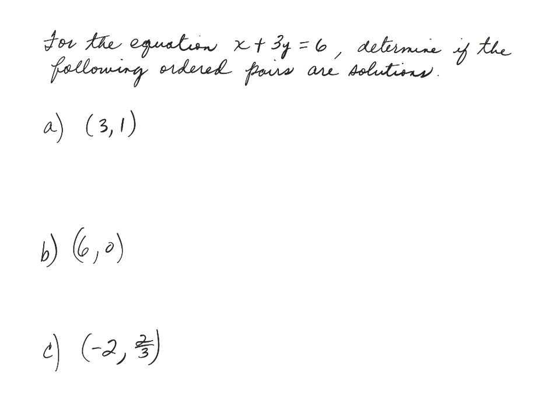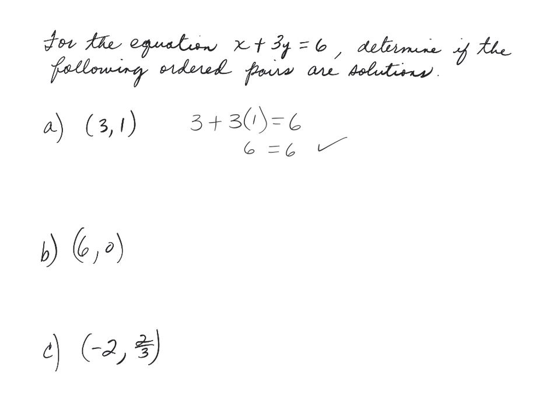Now for this equation, x plus 3y equals 6, we want to determine if the following ordered pairs are solutions. That means you have to plug in the x value where there's an x and plug in the y value where there's a y and see if the resulting equation is a true statement. So for x plus 3y equals 6, we're going to plug in 3 for x, but y is 1. Does that equal 6? Well, yeah, we have 3 plus 3, which is 6, equals 6. So yes, this is a solution.